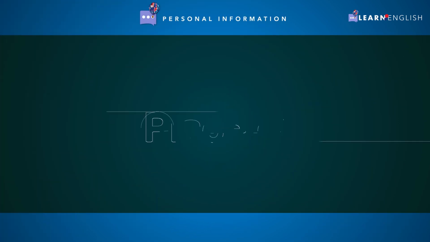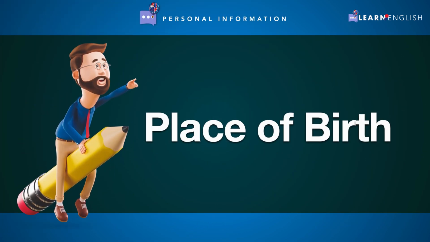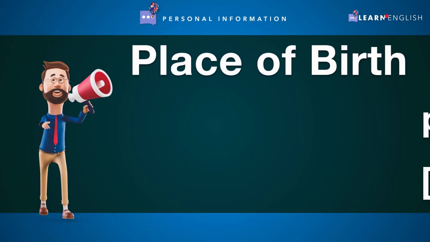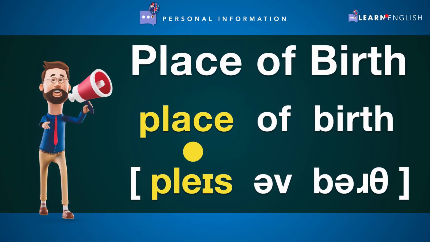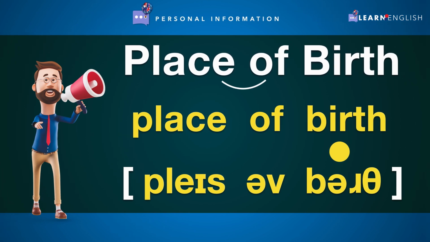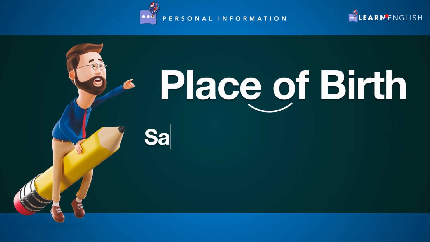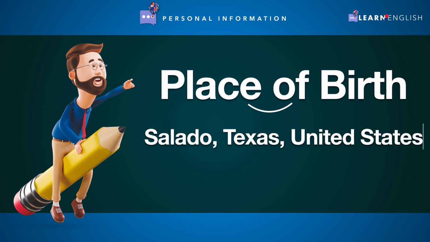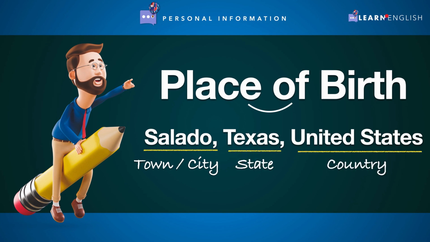Let's begin. Place of birth. Let's look at where John was born and what data we need to provide. Salado, Texas, United States. Salado is the town or city. Texas is the state. And United States is the country. Let's look at each of them.